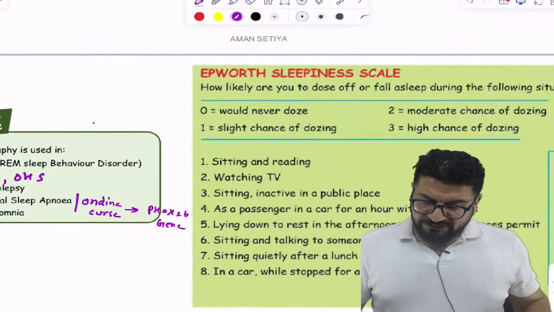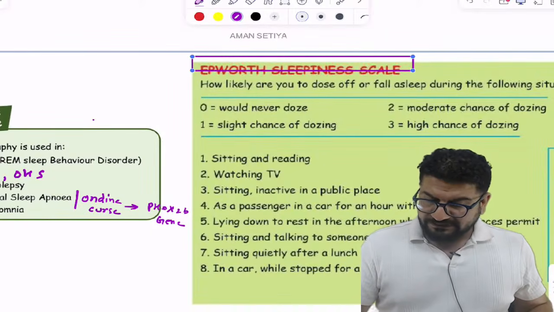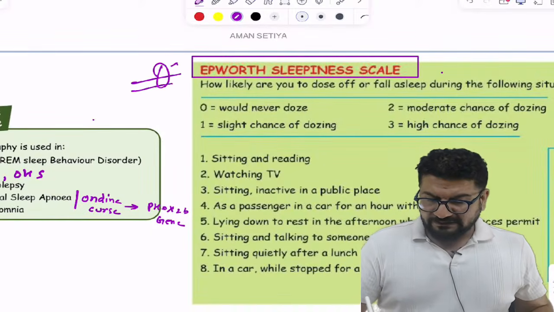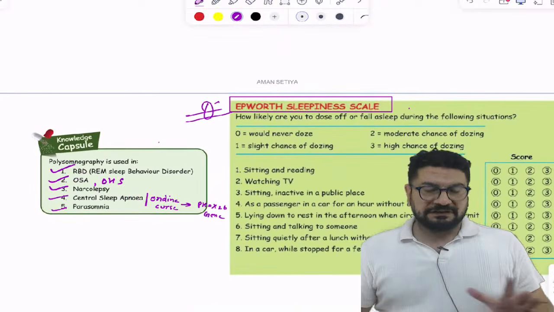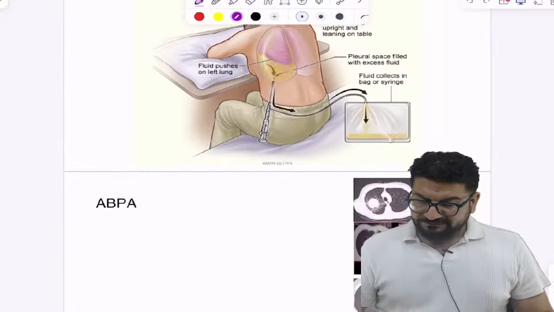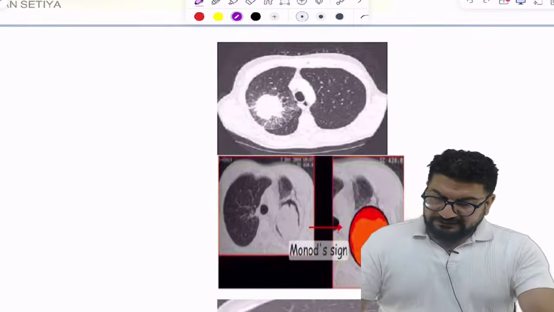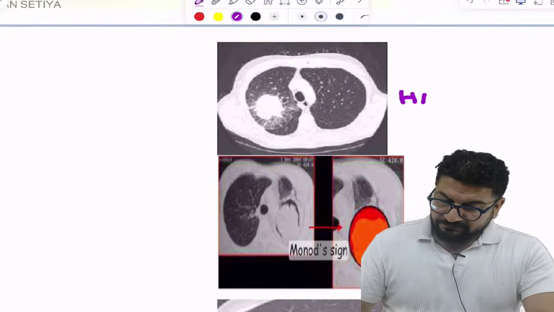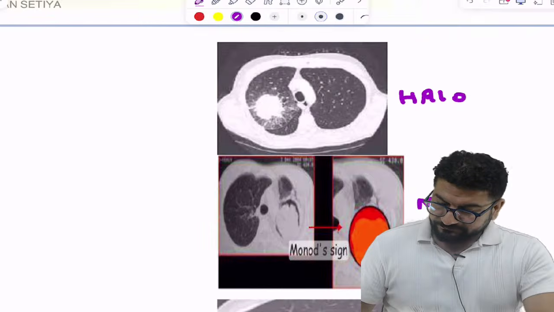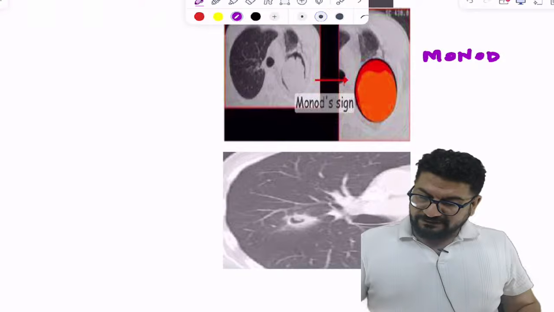एक प्रोग्नोस्टिक स्केल होती है, बस आपको नाम याद रखना, उसको बोलते हैं Epworth Sleepiness Scale. So they ask you Epworth Sleepiness Scale. It is done for obstructive sleep apnea. Done? Okay, now understand. What they ask you in exam, they ask you about certain signs, like we call this halo sign, monod sign, and what we can see here, you can see this air crescent sign.